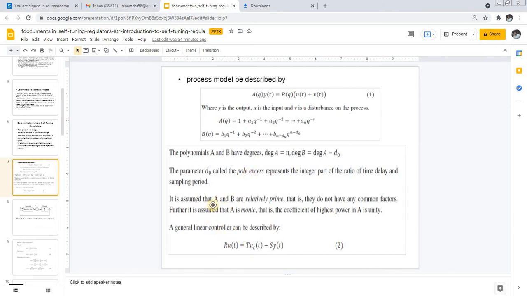It is assumed that the A and B polynomials are relatively prime, which means that they do not have any common factors between them. Also it is assumed that A is monic, which means that the coefficient of the highest power in A is unity, or 1. So monic means a polynomial whose coefficient of highest power is unity.